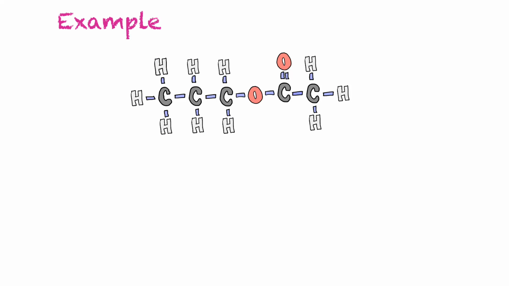So here's our example. So leading up to the oxygen, there's 1, 2, 3 carbons. So this is going to be propyl. And then after the oxygen, there's only 2. So 1, 2. So it's going to be propyl ethanoate. And that's how you name an ester.